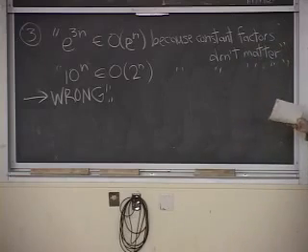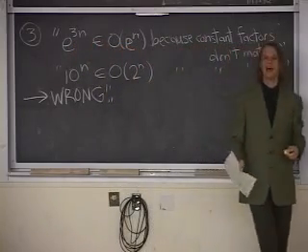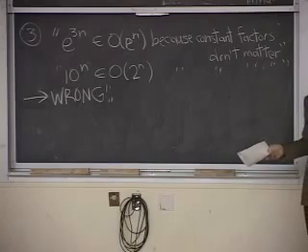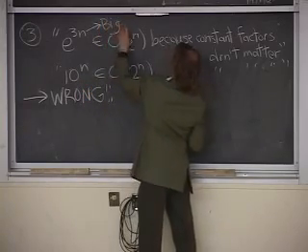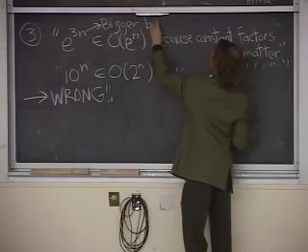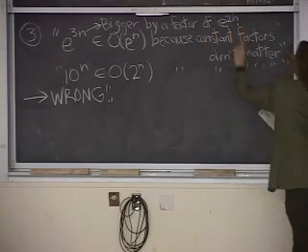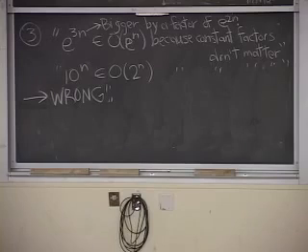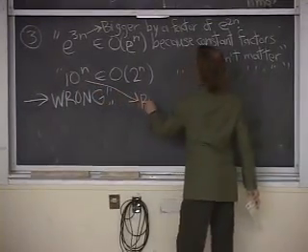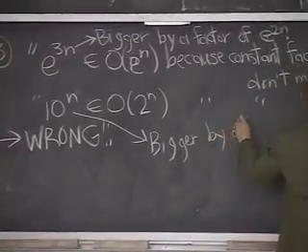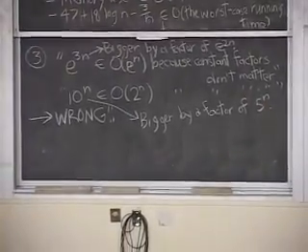The way to figure out that they're wrong is just to divide. What happens when you take e to the 3n and divide it by e to the n to find out what this constant factor really is? Well, e to the 3n is bigger than e to the n by a factor of e to the 2n. And not only is e to the 2n not a constant, it grows very fast. Likewise, 10 to the n is bigger than 2 to the n by a factor of 5 to the n. And that's definitely not a constant. So this is fallacious reasoning.